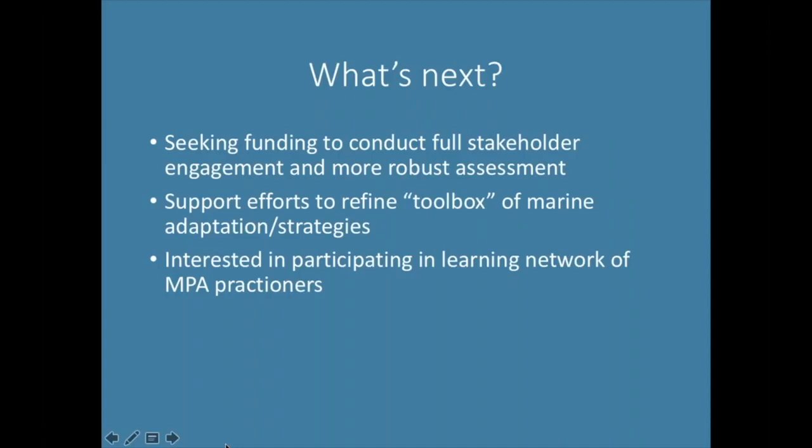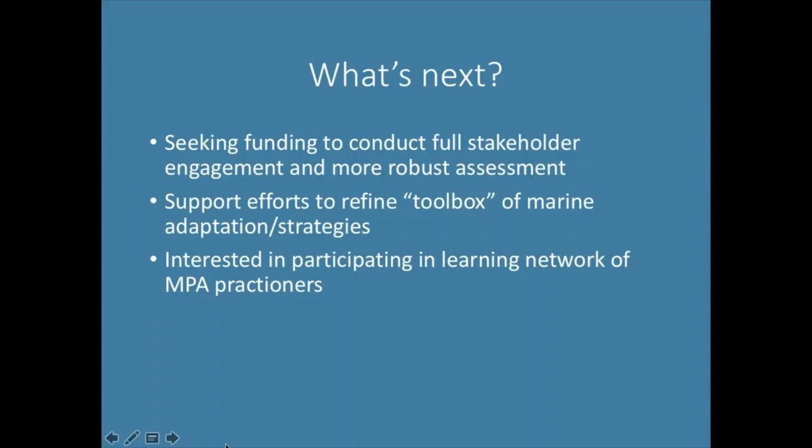So what's next for Olympic Coast? We have been working with EcoAdapt to seek funding to conduct a more full assessment. I'm really interested in additional work with CEC to help refine the toolbox of marine adaptation strategies, in particular for these offshore areas, because I feel like that needs a lot more work.